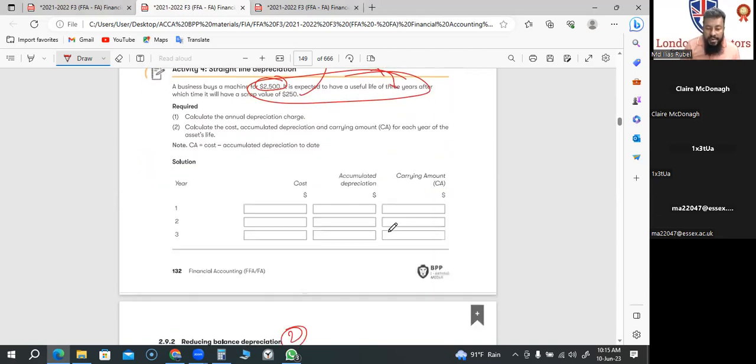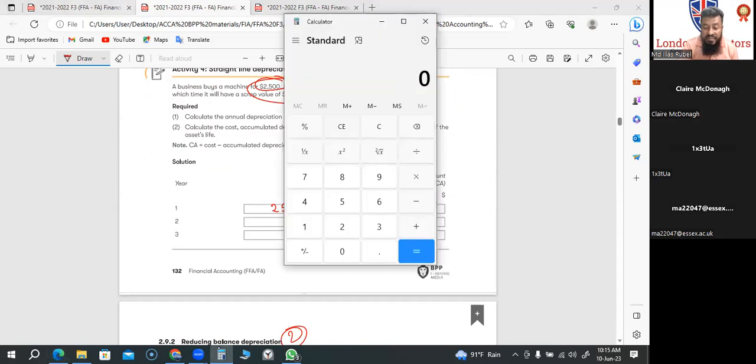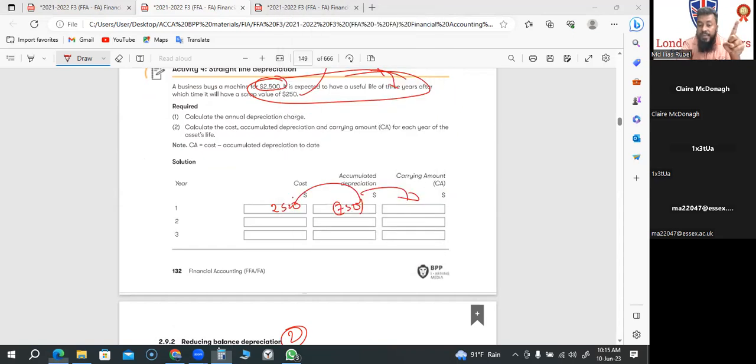Okay, so here is the pro forma given. Cost is 2,500. Accumulated means this year, last year, year before, all years' depreciation accumulated together. It's called accumulated or provision for depreciation. So 750, and you minus it from here. How much is the carrying amount? Again, what is the meaning of carrying amount? You're learning so much accounting in 15 minutes, isn't it? 2,500 minus 750. Cost minus accumulated depreciation, you get carrying amount: 1,750. Thank you, Claire. That's it.